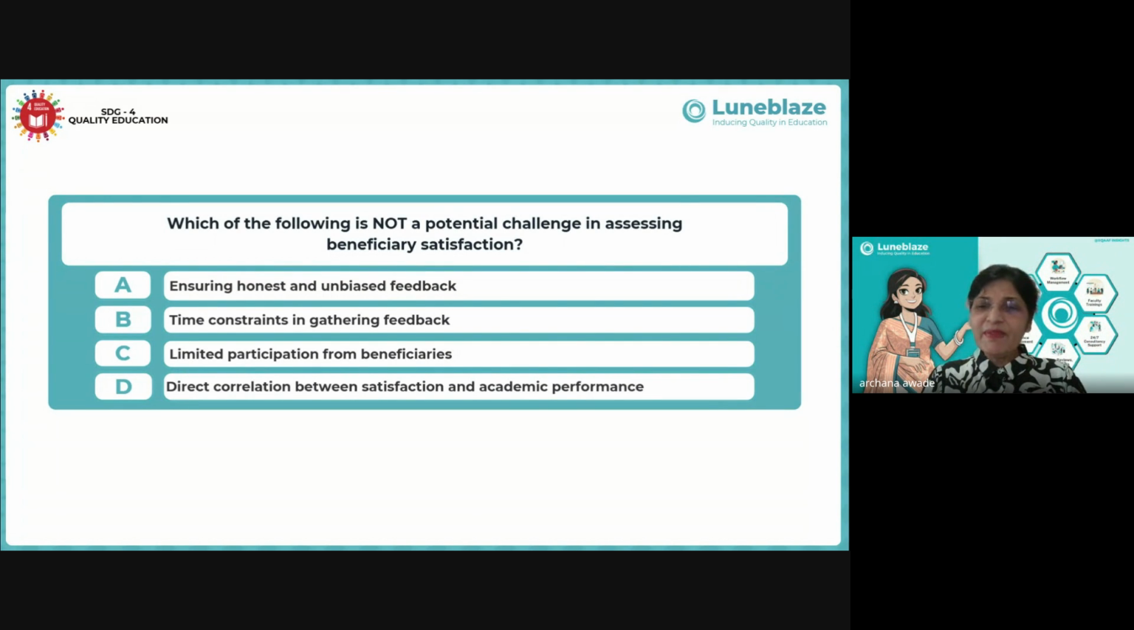Suchitra Malviya, yes, ma'am. Yes, D, direct correlation between satisfaction and academic performance. Okay. Sujata ma'am, D, correct. Varsha Gupta, D. Anybody who is for A, B, or C? Yeah, Kalyani Dikshit is saying A. Okay. Upma Mahajan is saying C. Okay.